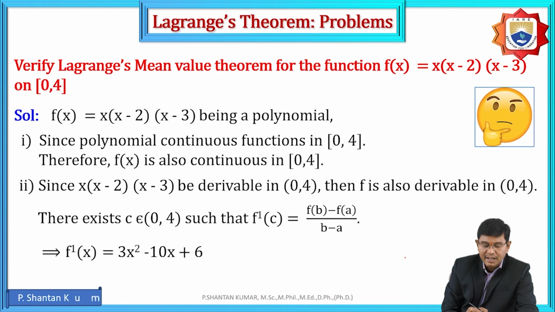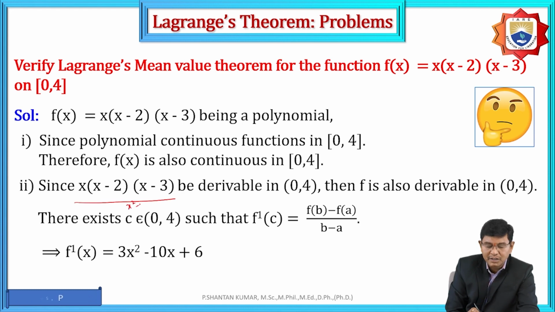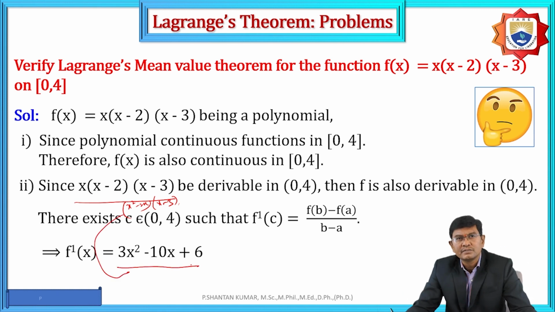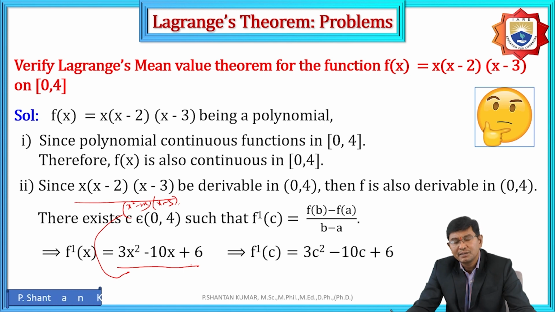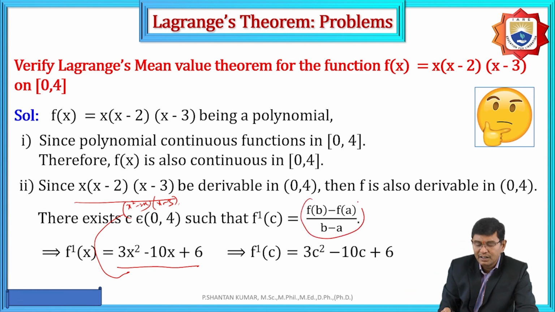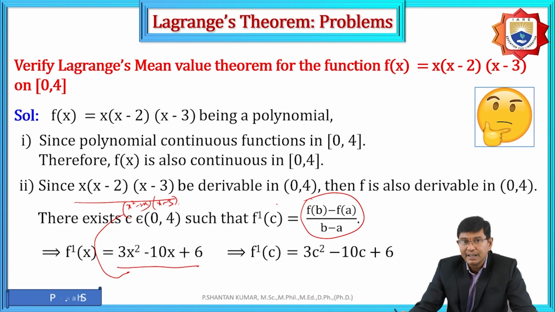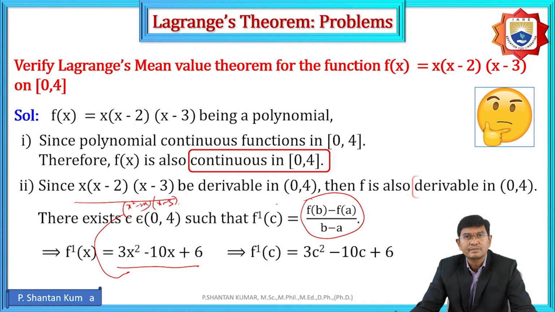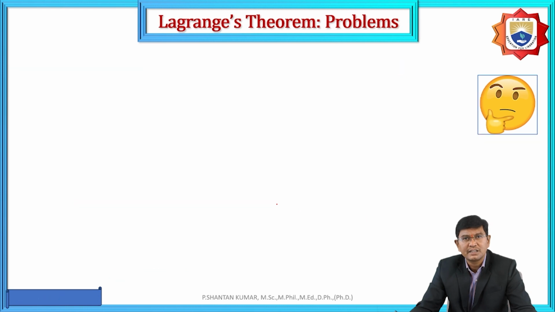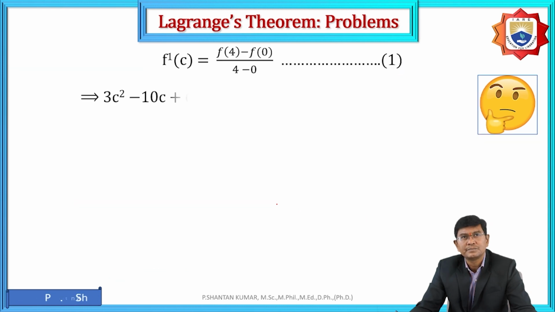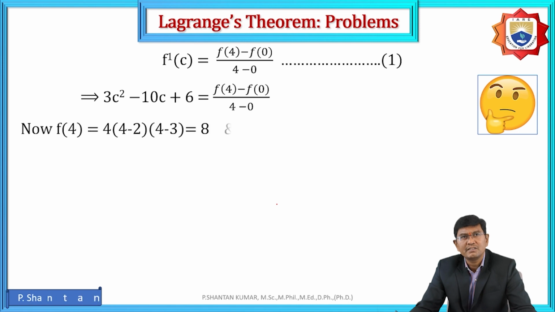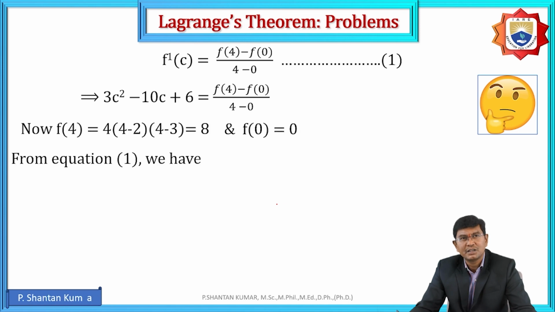Because x into x minus 2 is x square minus 2x, into x minus 3. After that derivative you obtain these values. And here f dash of c is 3c square minus 10c plus 6. Further we need to find f of b minus f of a by b minus a, where a is 0 and b is 4. Two conditions are satisfied, and the third condition is also satisfied. Here the value is easy to understand.